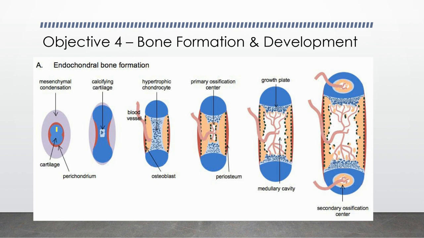So it starts with your cartilage. The cartilage is going to calcify. The cartilage cells are going to get bigger and die. We're going to have the formation of the outer bone material, the periosteum and the primary ossification center. And then we're going to have the secondary ossification centers forming in those epiphyses.